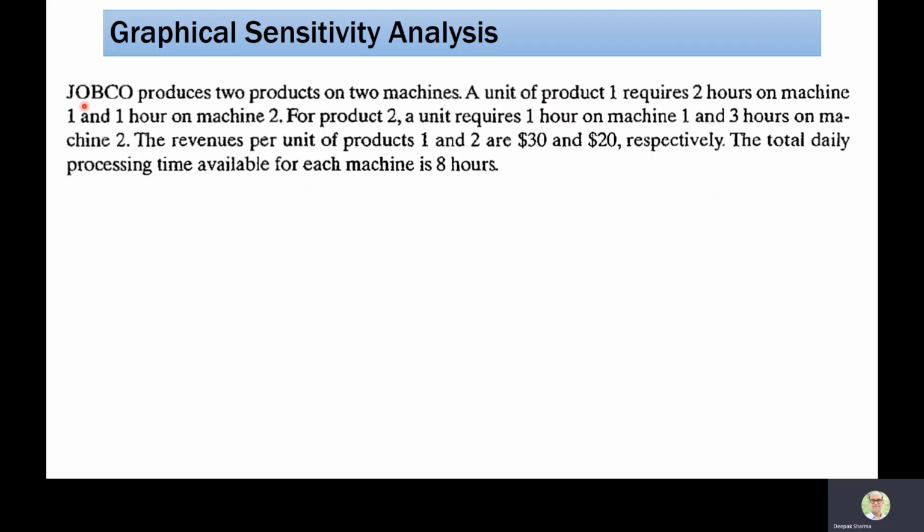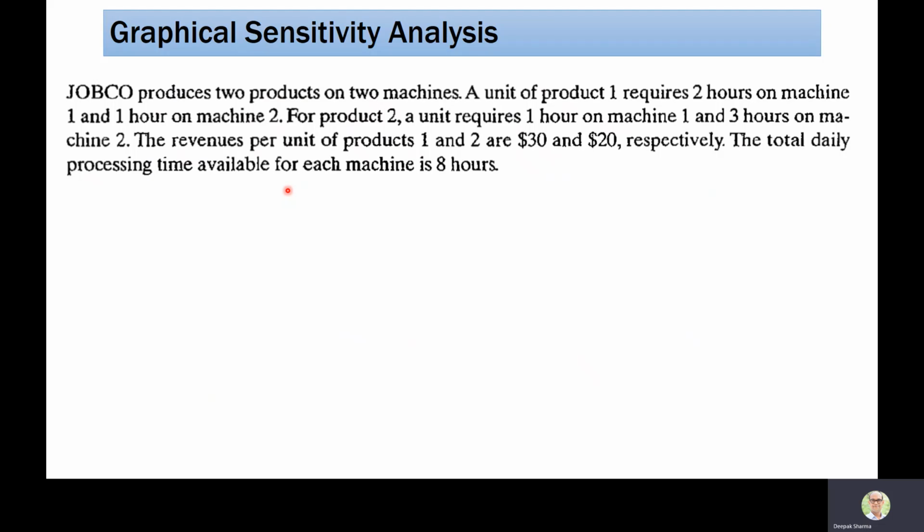We have a company called Jobco, which produces two products on two machines. A unit of product one requires 2 hours on machine one and 1 hour on machine two. Similarly, a unit of product two requires 1 hour on machine one and 3 hours on machine two. The revenue per unit of products one and two is $30 and $20. The total daily processing time available for each machine is 8 hours. Now this is the problem statement given to us.